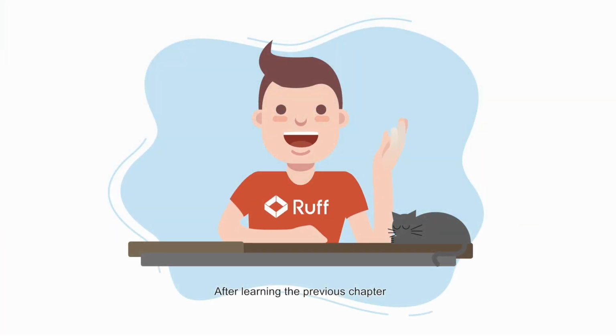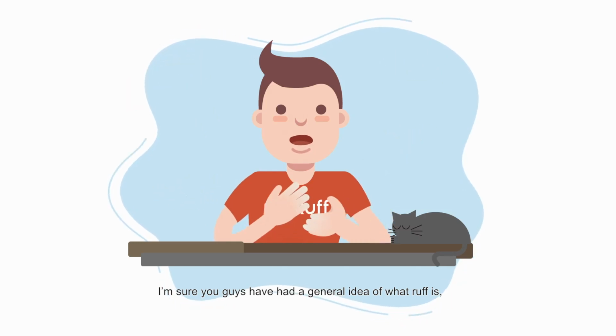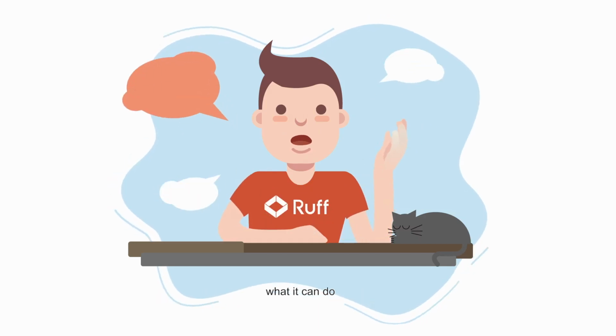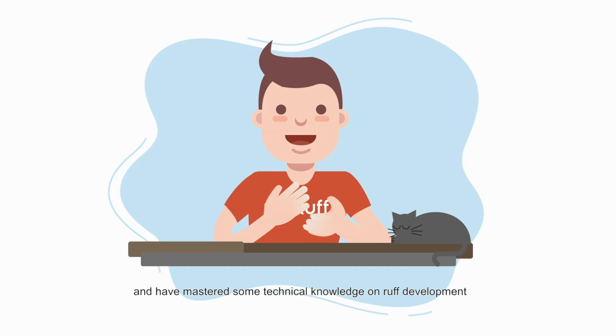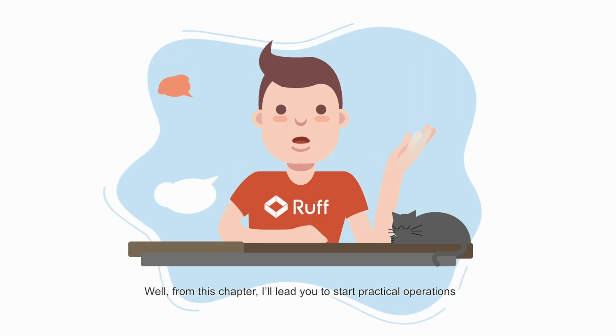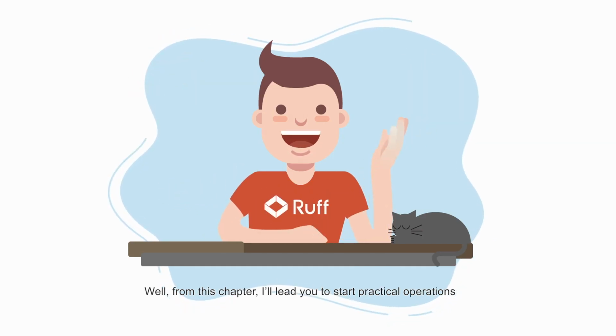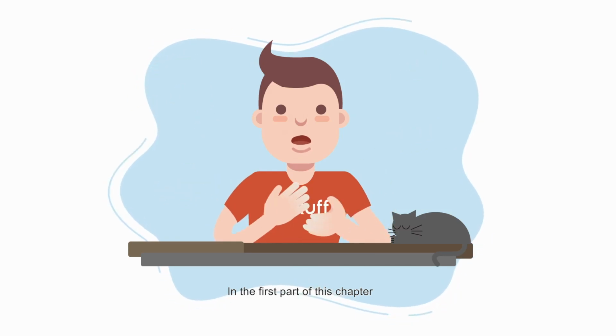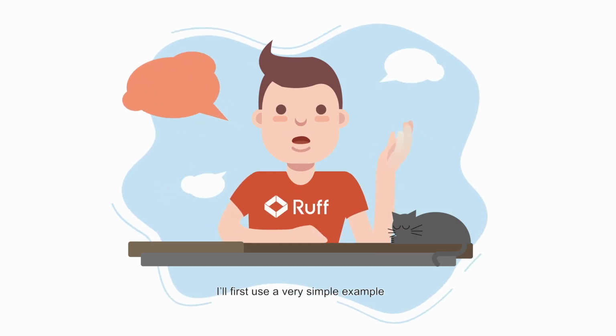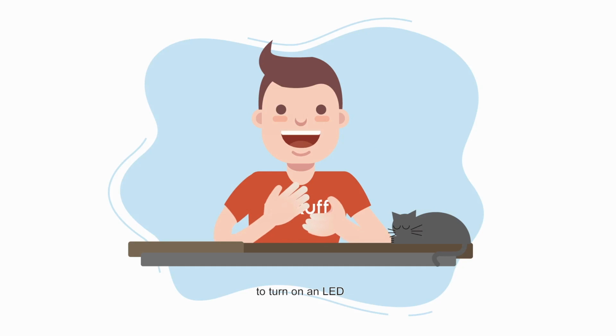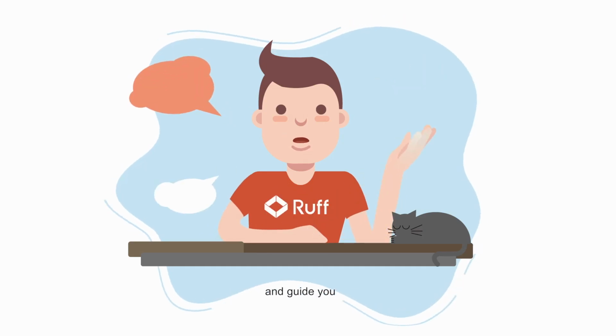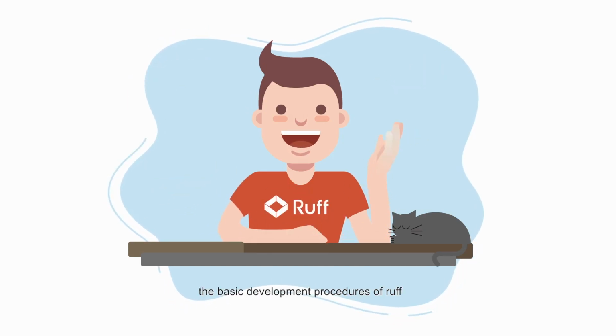After learning the previous chapter, I'm sure you have a general idea of what Ruff is, what it can do, and have mastered some technical knowledge on Ruff development. Well, from this chapter I'll lead you to start practical operations. In the first part of this chapter, I'll first use a very simple example to turn on an LED on the development board and guide you to master the basic development procedures of Ruff.